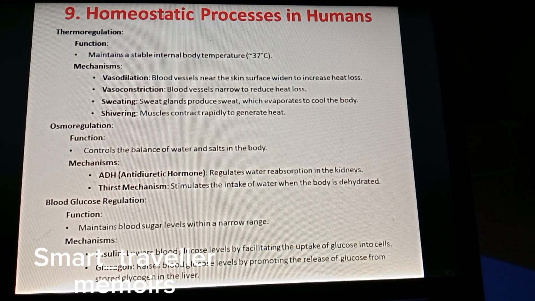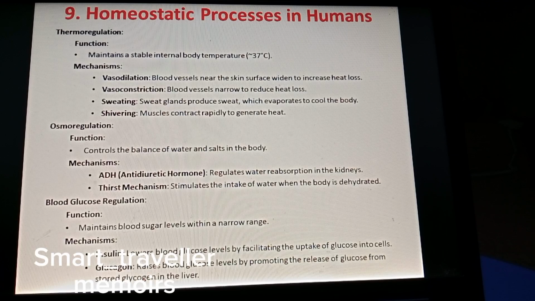Homeostatic processes in humans: we have thermoregulation. Function: maintains stable internal body temperature. It does this by mechanisms like vasodilation, which involves blood vessels near the skin surface widening to increase heat loss, and vasoconstriction, where blood vessels narrow to reduce heat loss. Sweat glands produce sweat, which evaporates to cool the body. Shivering: muscles contract rapidly to generate heat.